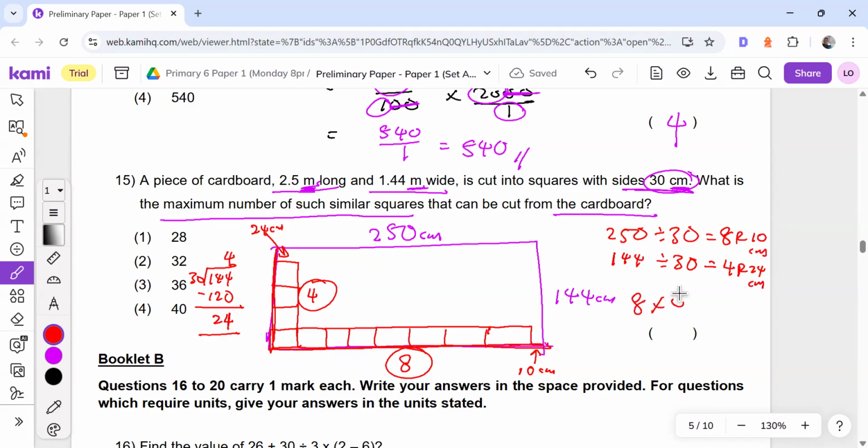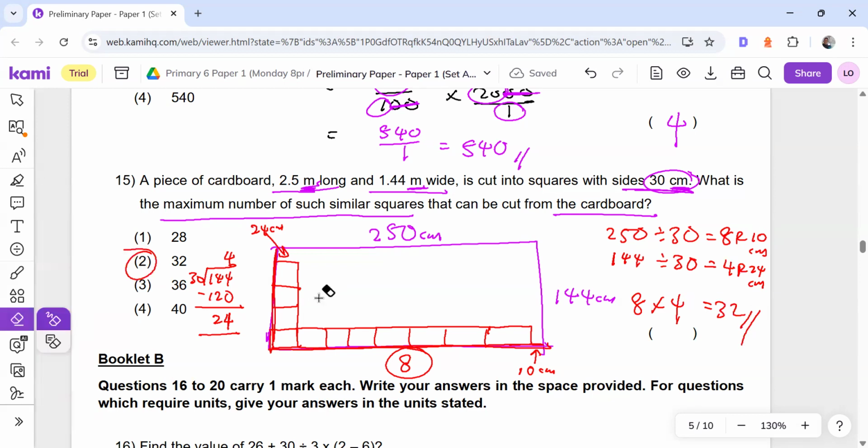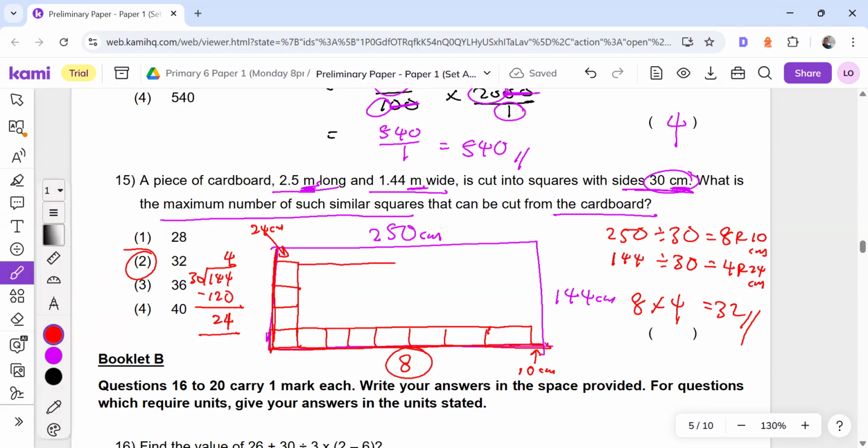8 times 4, and you will get 32 squares that you can cut from the cardboard. So your answer is 2. And why 8 times 4? Because if I were to continue to cut some more, something like this, isn't that 8 times 4? Correct. So this is the maximum number of squares that you can cut from the cardboard. Do you understand? This is the correct way to do it.